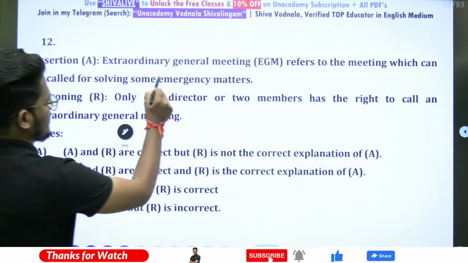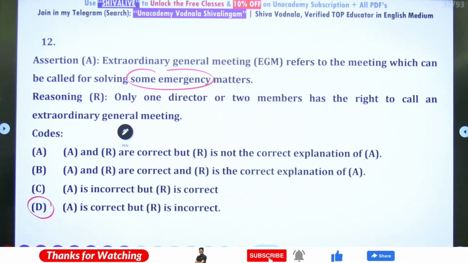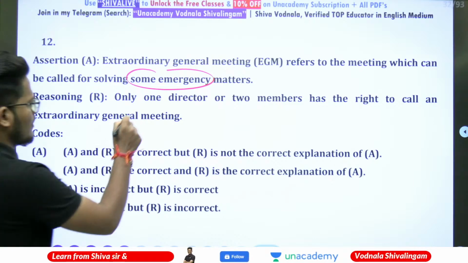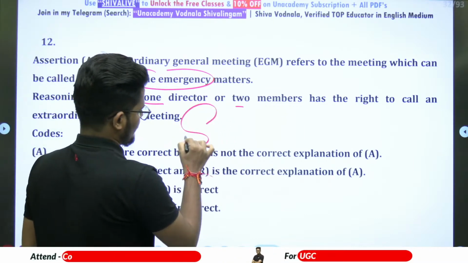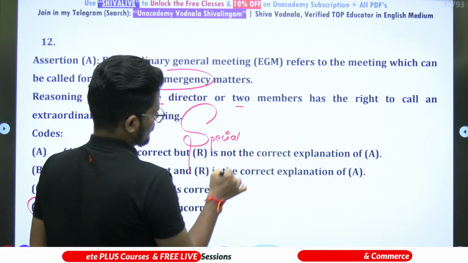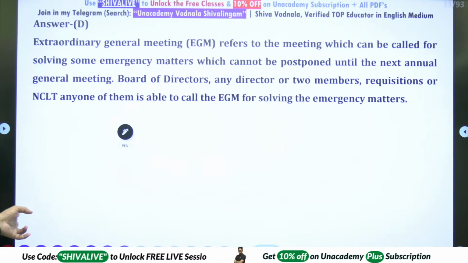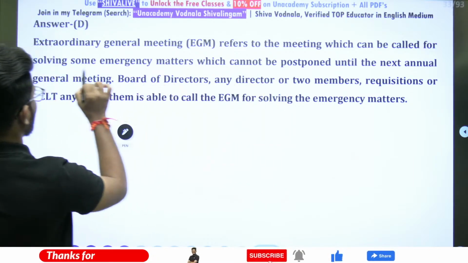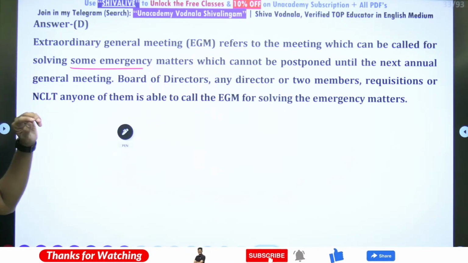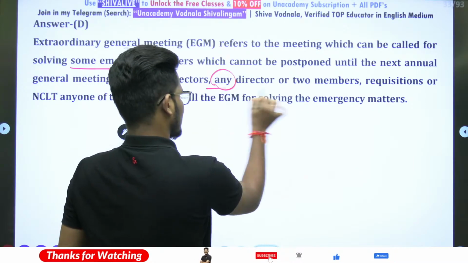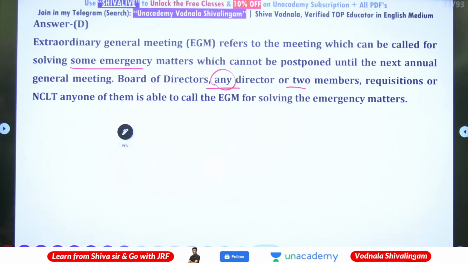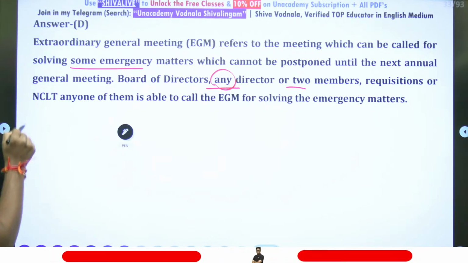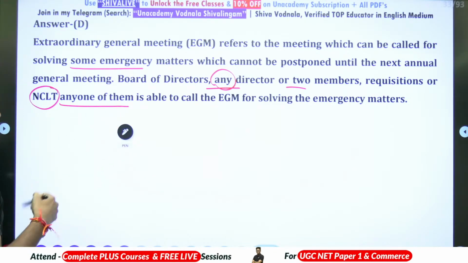Option D is the correct answer. EGM is for emergency matters, obviously. And here, only one director or two members has the right to call the extraordinary general meeting, which is incorrect. How will only one or two members have it? There is nothing as such. It has to pass a special resolution. We must require a special resolution to call the EGM, that is three-fourths of the majority has to accept. If you look at an EGM, it can be called for some emergency matter which cannot be postponed until the next AGM. Any director, not only one director, or members upon requisition or upon the request made by the members can call an EGM, or else the National Company Law Tribunal. With any one of them they are able to call the EGM.